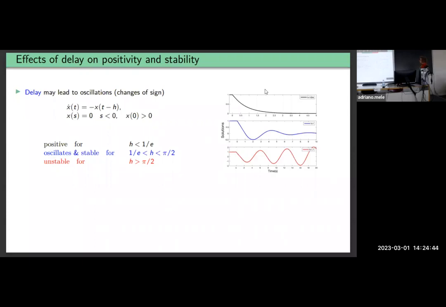This is still positive. Here, the delay is one over two e. Okay, and then from one over e till pi over two, the solution starts to oscillate. In what sense? It changes the sign, zero is here. But it is still stable. So first the system loses positivity when you enlarge the delay, and only further it loses stability. Instability starts from pi over two. This is an unstable system.